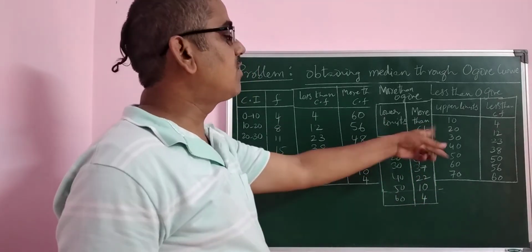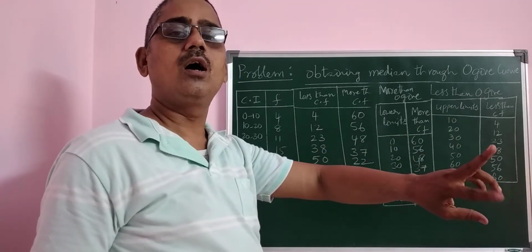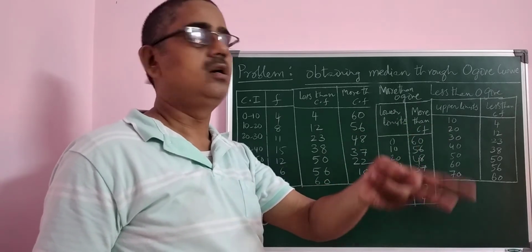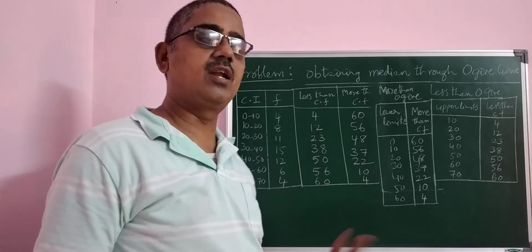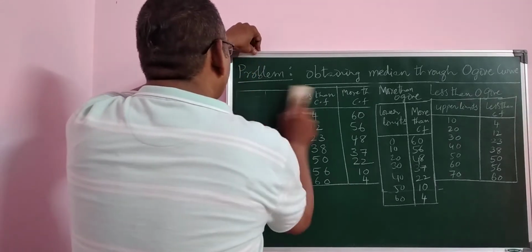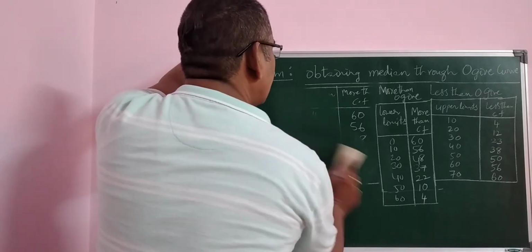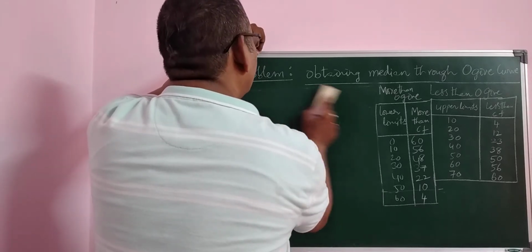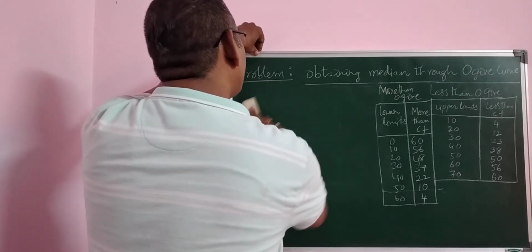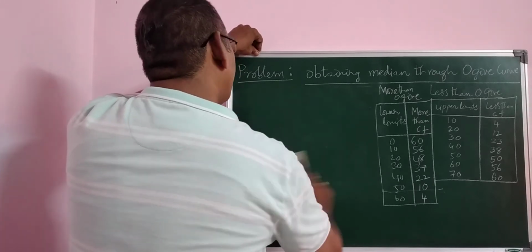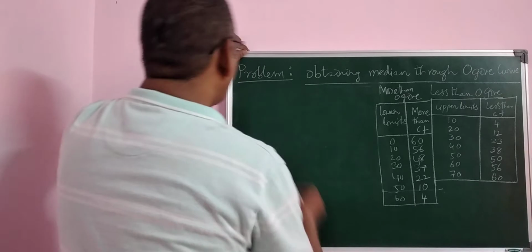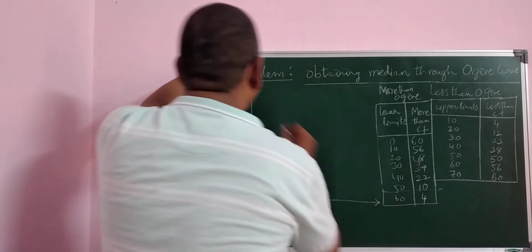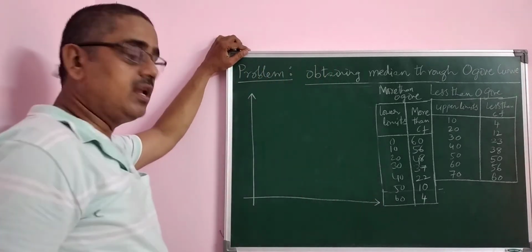Now on the x-axis and y-axis you consider the values so that we can obtain the curves, we can construct the more than and less than Ogives. So what I am doing now is constructing the less than and more than Ogives, and then of course we can obtain the median from that. So it is a problem of drawing the Ogive as well as obtaining the median.